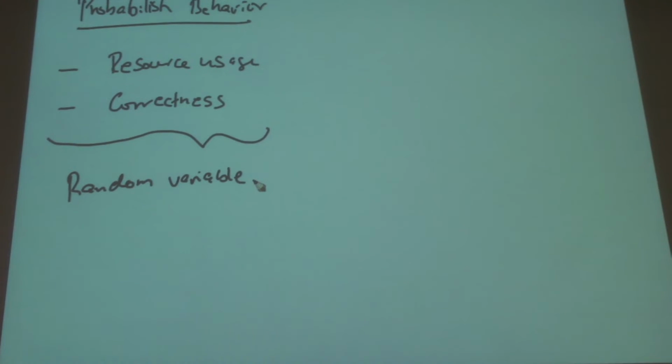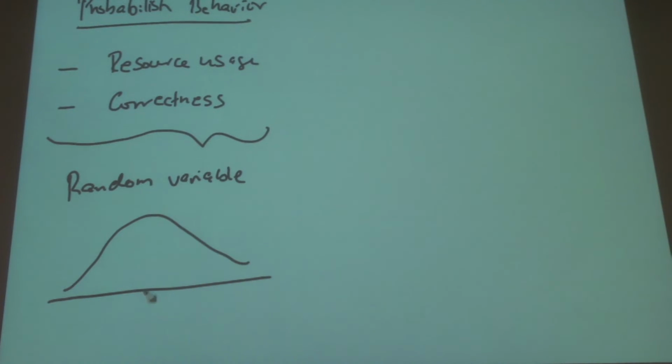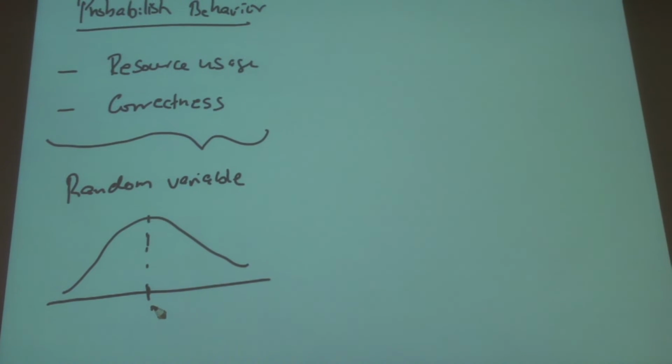Right? And since it's a random variable, it has a distribution. There's a probability the random variable is something, there's a probability that it's something else, and so on. And of course, if you were to think of a one-dimensional random variable, I guess everyone thinks of a Gaussian or something like that. It looks like a Gaussian, some kind of distribution. And this is the mean.